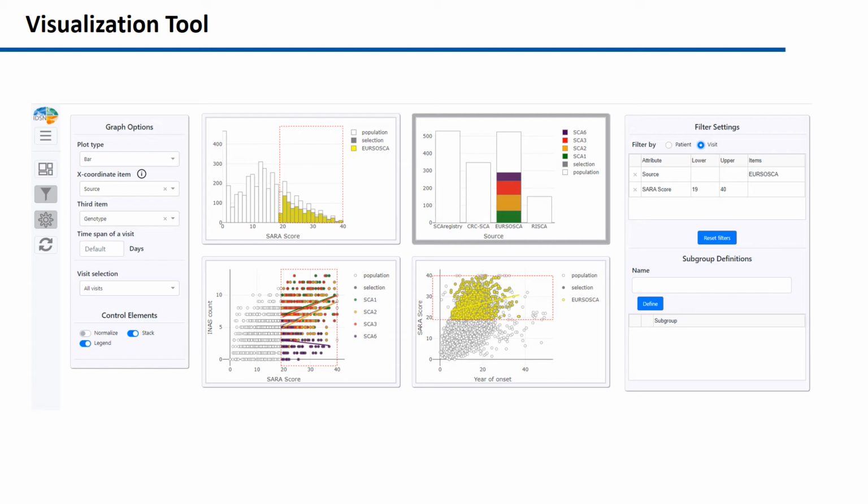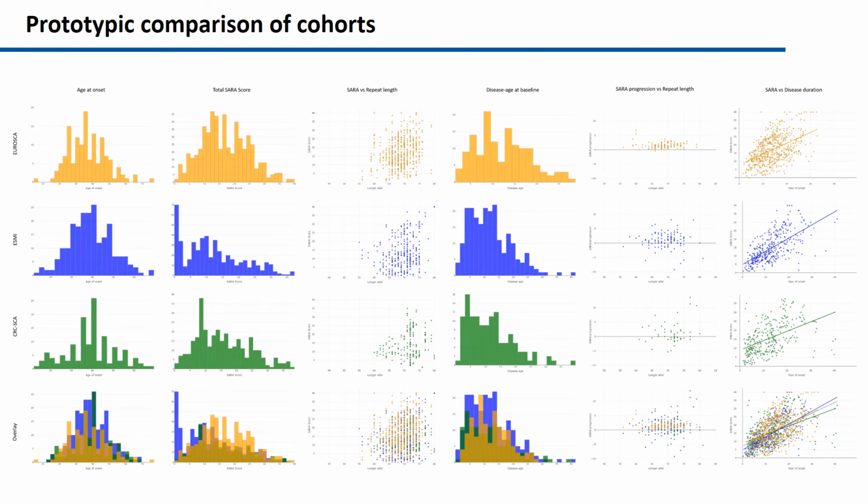For maximal flexibility, we provide a workbench to calculate derived attributes and make them available for more complex visualizations. As a prototypic use case, we compared some attributes of SCA3 patients obtained in different international ataxia cohorts. For example, the distribution of the SARA score as a scale for severity of symptoms seems comparable when ignoring the controls in the ASME cohort.